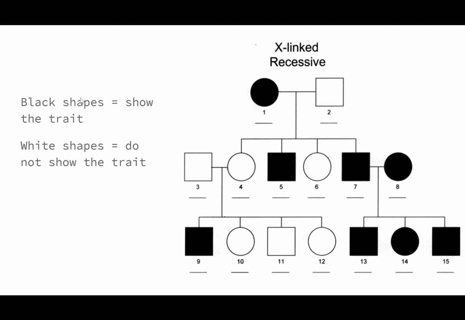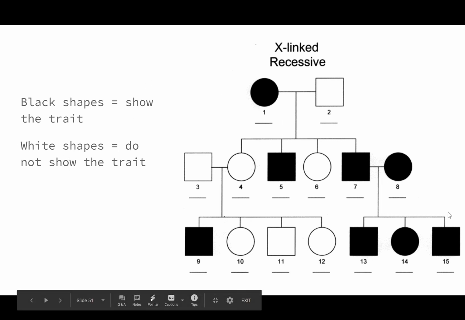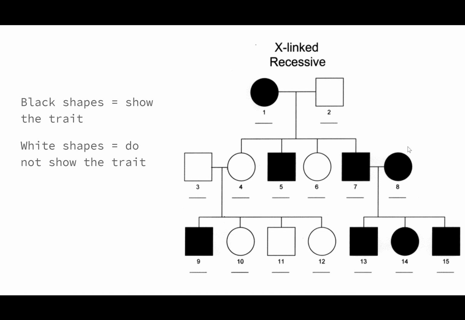And so again, the black shapes show the trait, and the white shapes do not show the trait. But this time the trait is recessive. And so that means these black shapes should all be recessive. And again, recessive traits must have the recessive allele. And so we can fill in the black shapes first. For the females, circles are females, they're going to have 2 copies of that recessive allele on each of their X chromosomes. So they should be X little b, X little b.